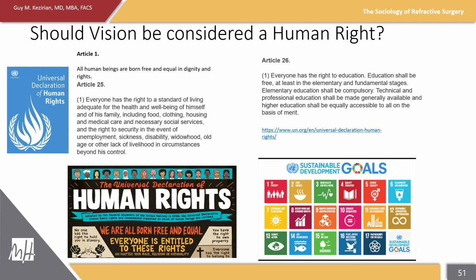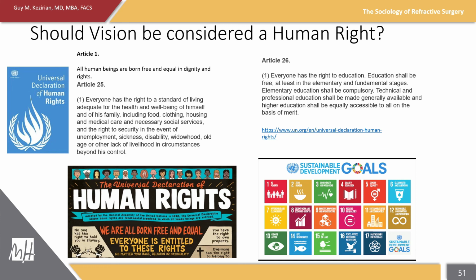In Article 1 of the Declaration of Human Rights, it says, all human beings are born free and equal in dignity and rights. Well, if I'm effectively taxed and have to pay for glasses in order to be able to see, I think that is a fundamental inequality based on genetics and circumstance of birth. Article 25, everyone has a right to a standard of living adequate for the health and well-being of himself and his family. Well, if I can't see and go to school, if I can't see to work, I don't have an opportunity to provide for my family or myself.